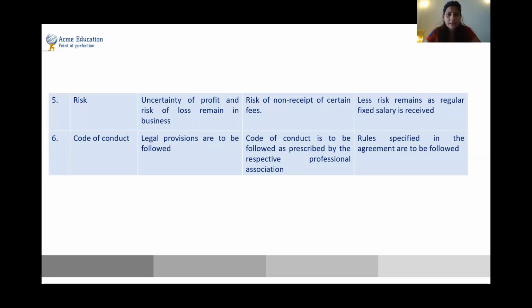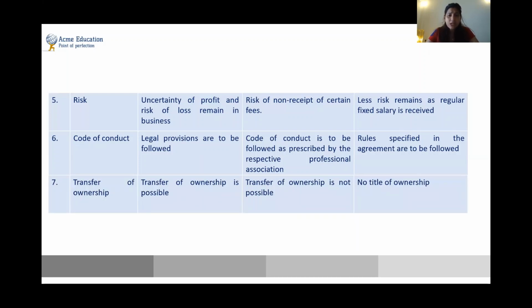Similarly, lawyers need to follow all the rules and regulations set by the association of the lawyers. Now, when you're doing an employment activity, there is a set of rules and regulations made by the company, through the employer-employee relationship on a contract basis, and you need to follow that. Moving to the next topic, and that is transfer of ownership.